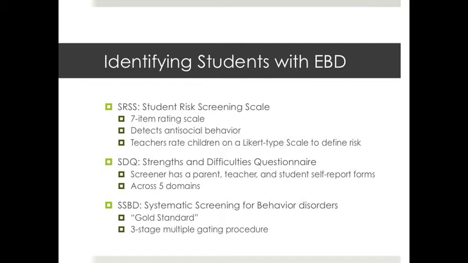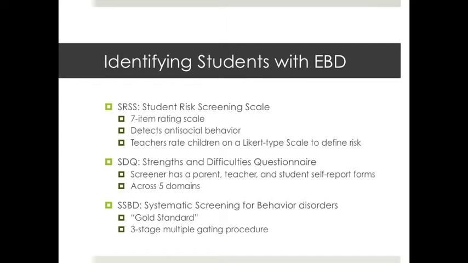It detects antisocial behavior through teachers rating children on a Likert-type scale, going from 0 to 3. 0 meaning these events never happen, and 3 meaning they happen frequently. The rating from each of these categories is added up to define the student's risk. If a student is scored from 0 to 3, they are considered at low risk. From 4 to 8, moderate risk, and anywhere from 9 to 21, they have a high risk for an emotional or behavioral disorder.